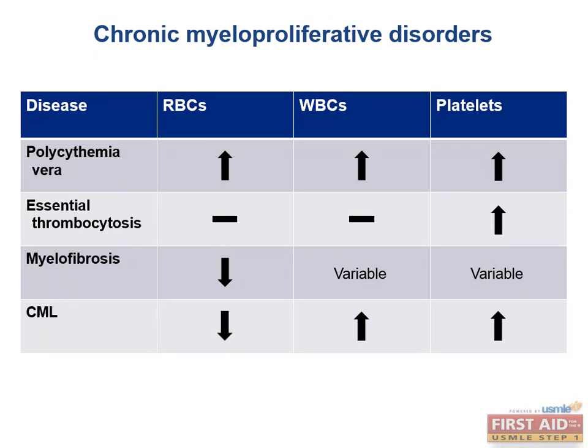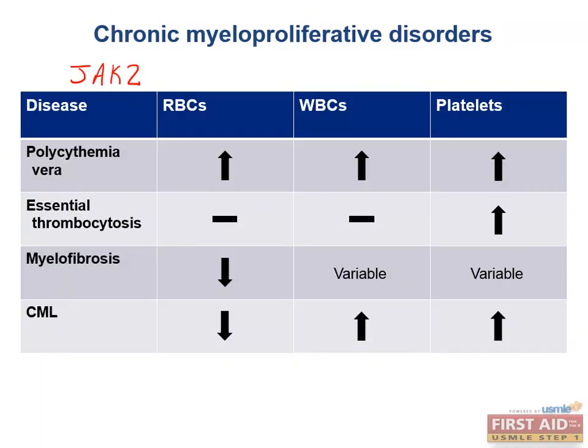CML sees an increase in WBCs and platelets, with a decrease in RBCs. Be sure to remember the gene mutation we spoke of here. Interestingly, there is an important mutation to look out for in chronic myeloproliferative diseases, and that is the JAK2 mutation. The JAK2 signal transduction pathway controls hematopoietic growth factor signaling, so it makes sense that messing with this pathway alters the number of different blood cells.